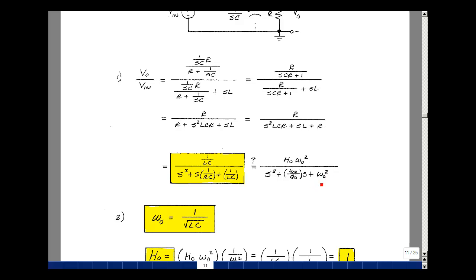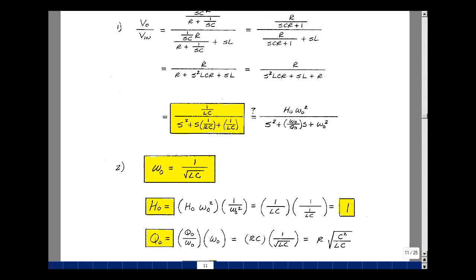Comparing terms, this would then be our omega naught squared, so omega naught is 1 over the square root of LC. The term in the numerator is H0 omega naught squared. We know what omega naught is, so let's divide by omega naught squared. The term in the numerator is equal to 1 over LC, and then squaring this term, we get a 1 over LC. They cancel, and we just get a value of 1.